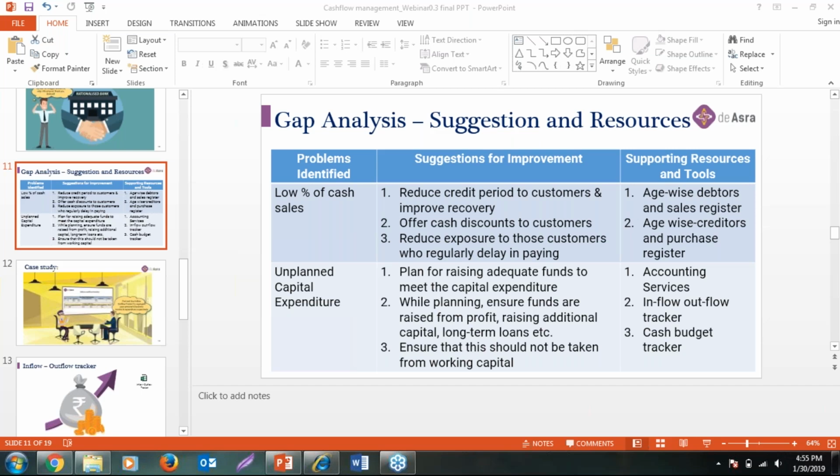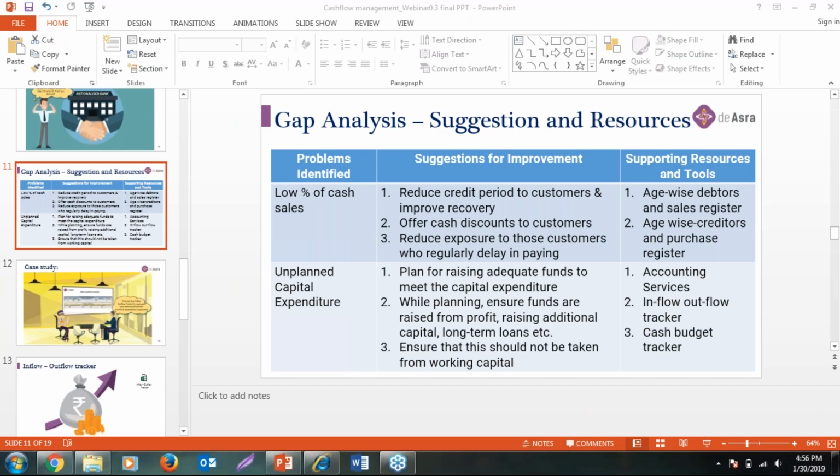Reduce exposure to those customers who regularly delay in paying. There are certain customers who have a tendency to pay late. Even if you give them a credit period of say 10 days, they'll end up paying you on the 15th day. So you know their history. You have studied these customers. What will you do here? You need to reduce exposure to those customers. You need to minimize such customers. This will help you again in managing your cash flow problem.